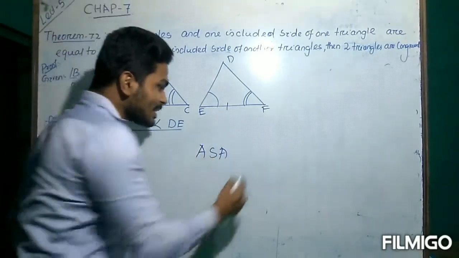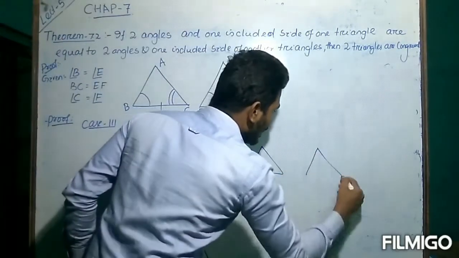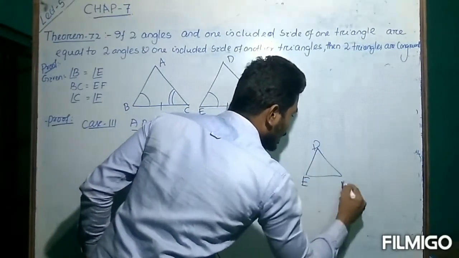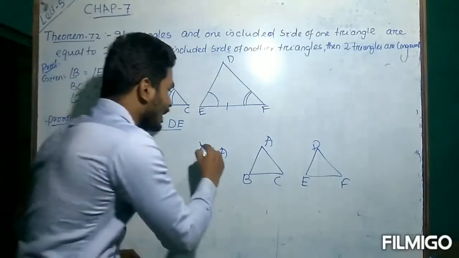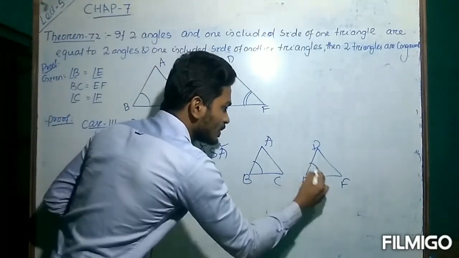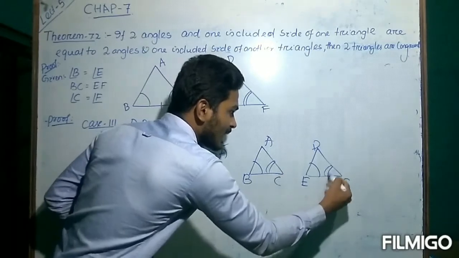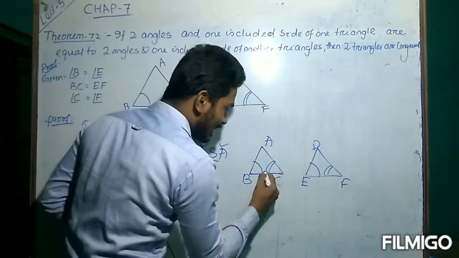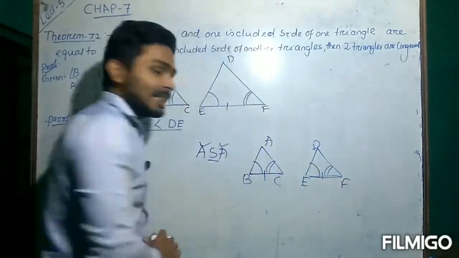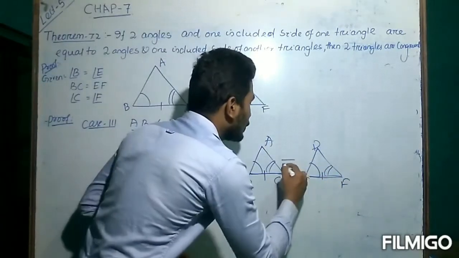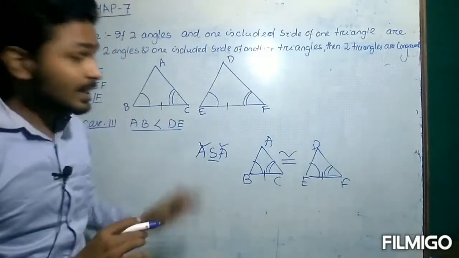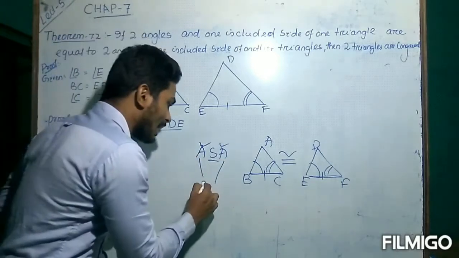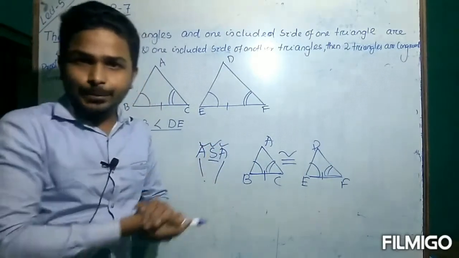According to the ASA congruency, if there are two triangles ABC and DEF, and any two angles are equal, suppose this angle is equal to this angle and this angle is equal to this angle, and the included side, if this side is equal to this side, then these two triangles will become congruent. This is all about ASA congruency. These two are angles and this is the included side.